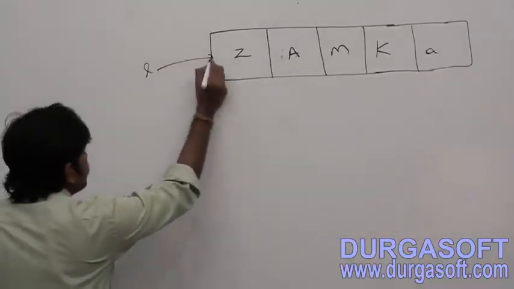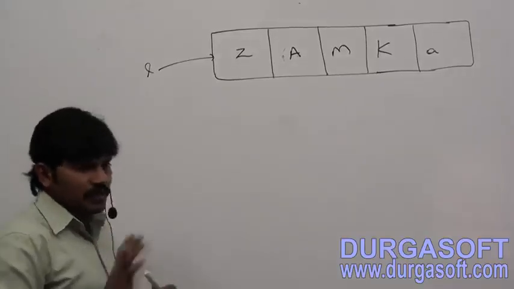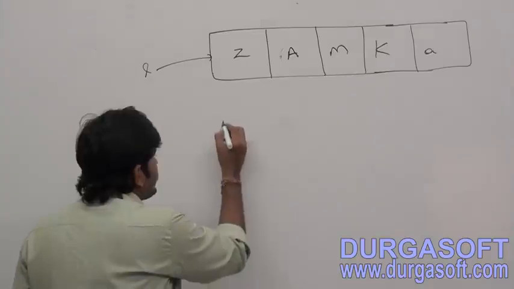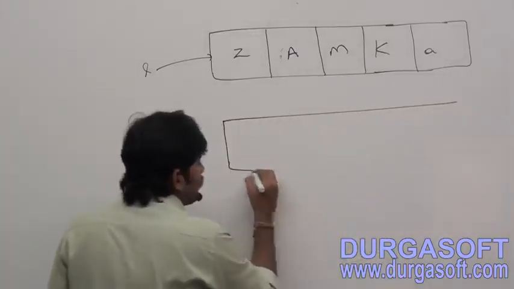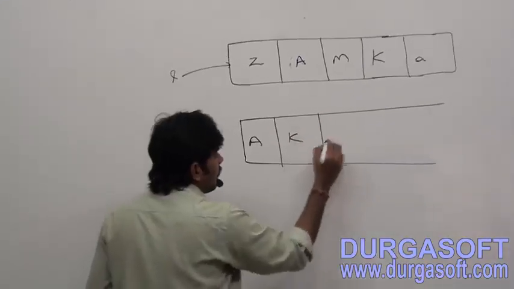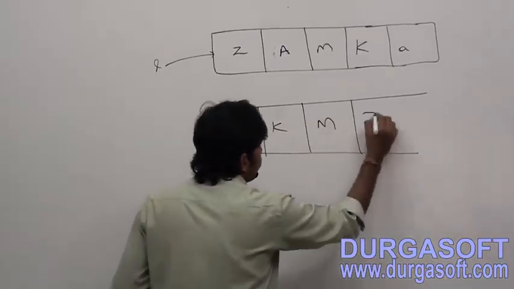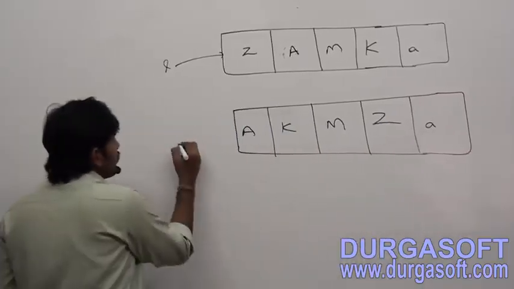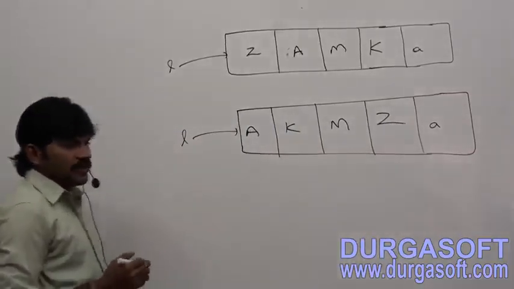Now this list is sorted according to default natural sorting order. If I sort according to default natural sorting order, can you tell what answer we got? First A, and then what? K, and then M, Z, and then small a. Oh, the list is sorted according to natural sorting order.